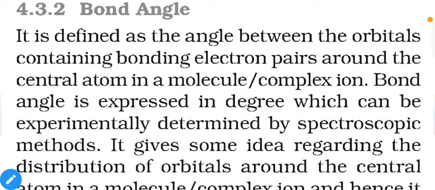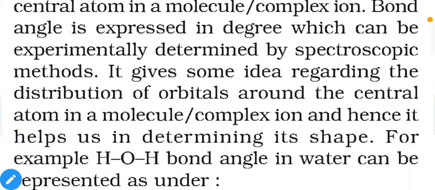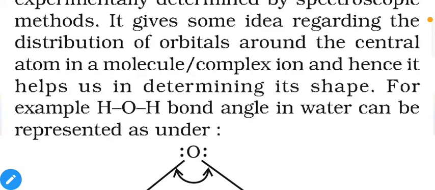Next is the bond angle. It is defined as the angle between the orbitals containing bonding electron pairs around the central atom in a molecule or complex ion. As mentioned earlier, complex ion will be a topic of 12th standard; you will learn about it then. Bond angle is expressed in degrees, which can be experimentally determined by spectroscopic methods. It gives some idea regarding the distribution of orbitals around the central atom in a molecule or complex ion, and hence it helps us in determining the shape of the molecule. If you can find the angles between the atoms, then we can predict the shape of the molecule as well.